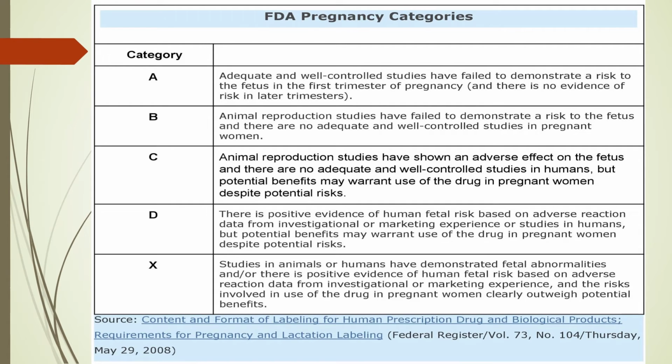And then category B is when animal reproduction studies have failed to demonstrate a risk on the fetus, but there hasn't been any study done on humans, so they can still give it because in animal reproduction the fetus wasn't affected. And then in category A, it shows that both in animals and humans it was tested and it was safe, and therefore they can give it.